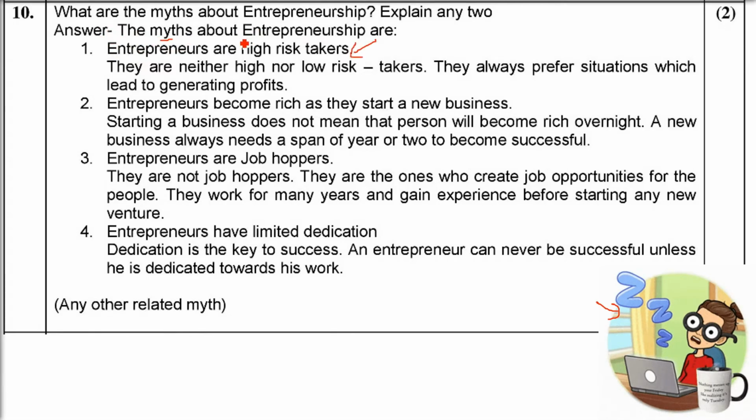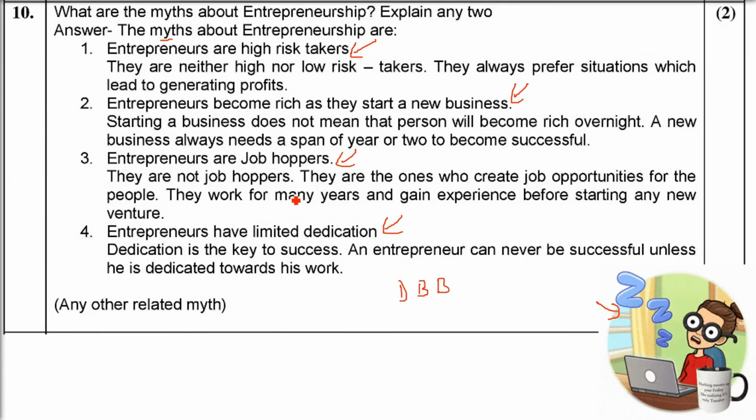So the myths are: entrepreneurs are high risk takers. That is not true. Entrepreneurs become rich as they start a new business. No, it takes some time, you have to be very patient. Entrepreneurs are job hoppers. This is also wrong. Entrepreneurs have limited dedication. This is also a myth.